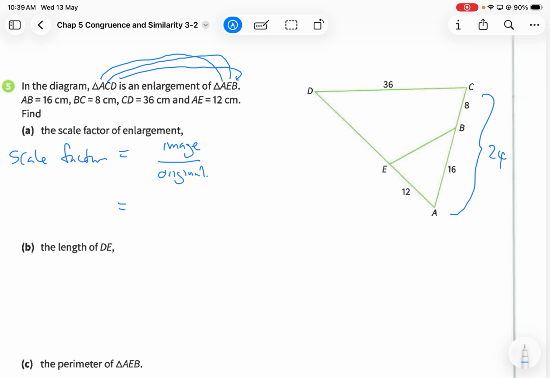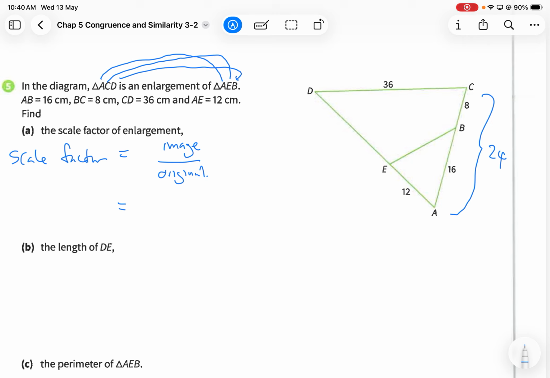So if we want to find the scale factor, I want the image over the original. Image, I have two choices. Do I use 36 or do I use 24? 36 corresponds to C and D, second and third. So CD actually corresponds to EB. EB I don't know. So I don't want to use 36, because even if I put 36 here, I don't know what the original is. Original is EB. CD, second and third letter. EB, second and third letter. So the position is important.